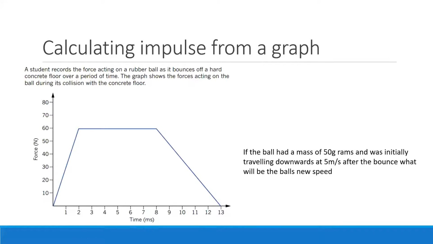What we're going to do is look at this, and this is going to be very similar to a force, a displacement time graph, and we're going to look at an impulse from a graph. A student records the force acting on a rubber ball as it bounces off a hard concrete floor over a period of time. The graph shows the forces acting on the ball as it collides with the concrete floor.